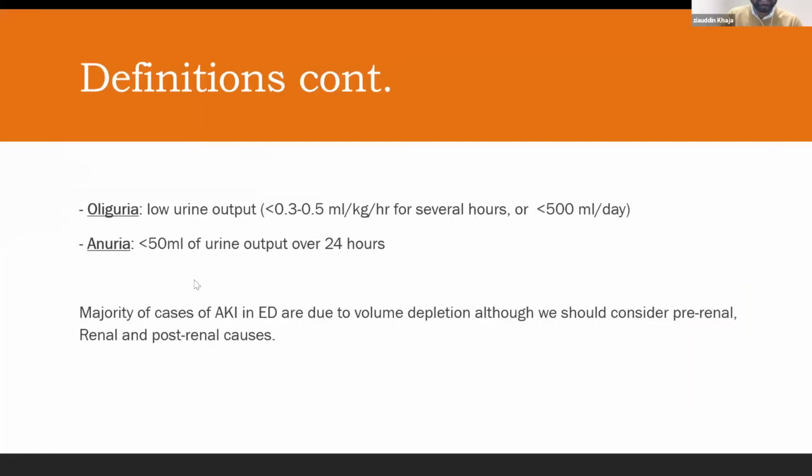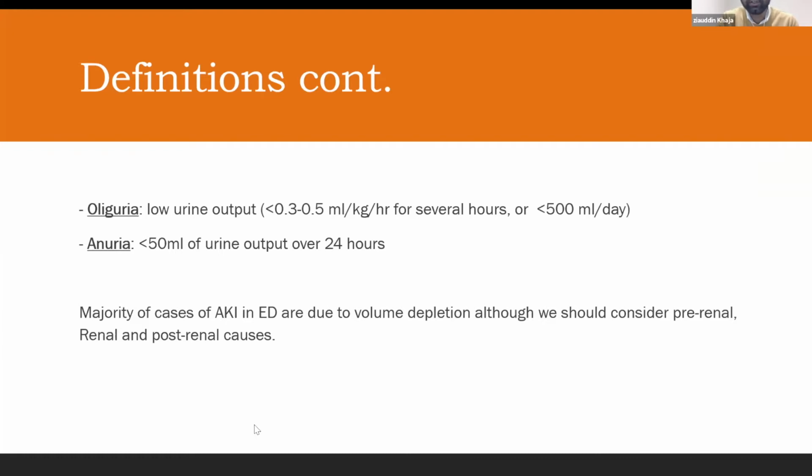And then a few other terms to know. Oliguria would be low urine output for several hours, or less than 500 mL a day. And anuria is when there is less than 50 mL of urine output over 24 hours. So in ED, the majority of AKI cases would be due to volume depletion. Of course, you do see patients who have existing chronic kidney disease with AKI on top of that, but the majority would be due to volume depletion.